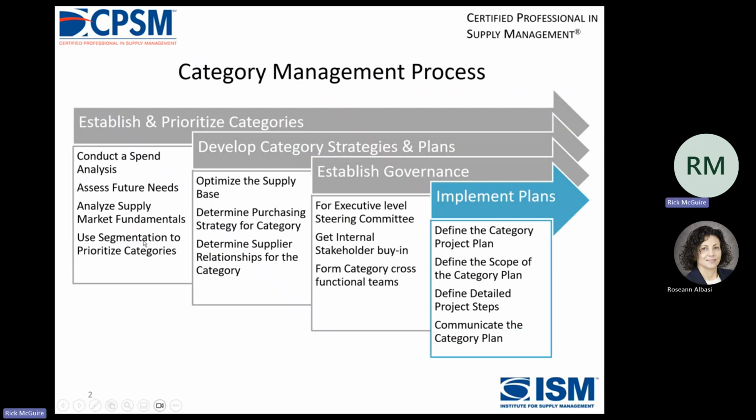So Monday and Tuesday, we were studying the first three steps in the ISM category management process: establish categories, develop the strategies, establish the governance. Today, we are going to look at implementing the category plans. So define the project plan, define the scope, detail project steps, and communicate the category plan.